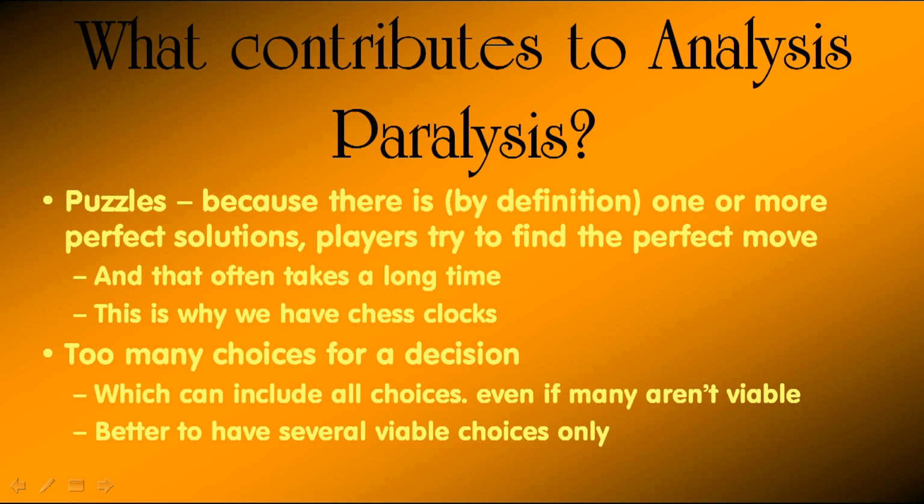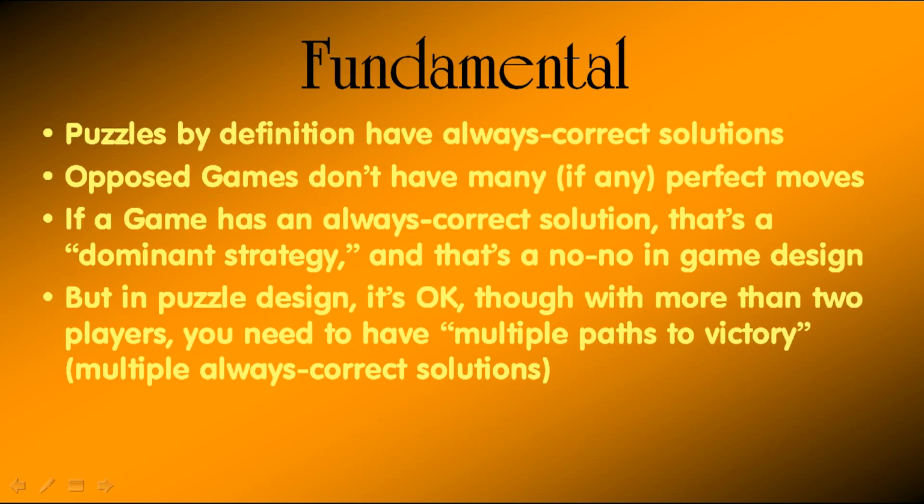Another problem can be too many choices for a decision, which can include all the choices even if many aren't viable. It's better to have several viable choices only. Puzzles, by the way, by definition have always correct solutions. Opposed games don't have many, if any, perfect moves, because if a game has an always correct solution, that's called a dominant strategy, and that's a no-no in game design. But in puzzle design, it's okay. Though if you have more than two players, you might need to have multiple paths to victory, quote unquote, which is multiple always correct solutions to the puzzle.